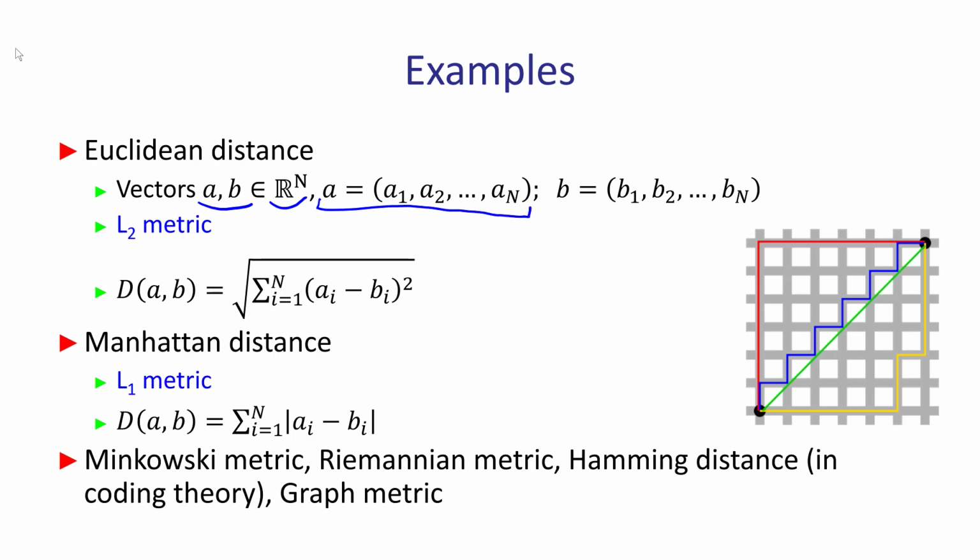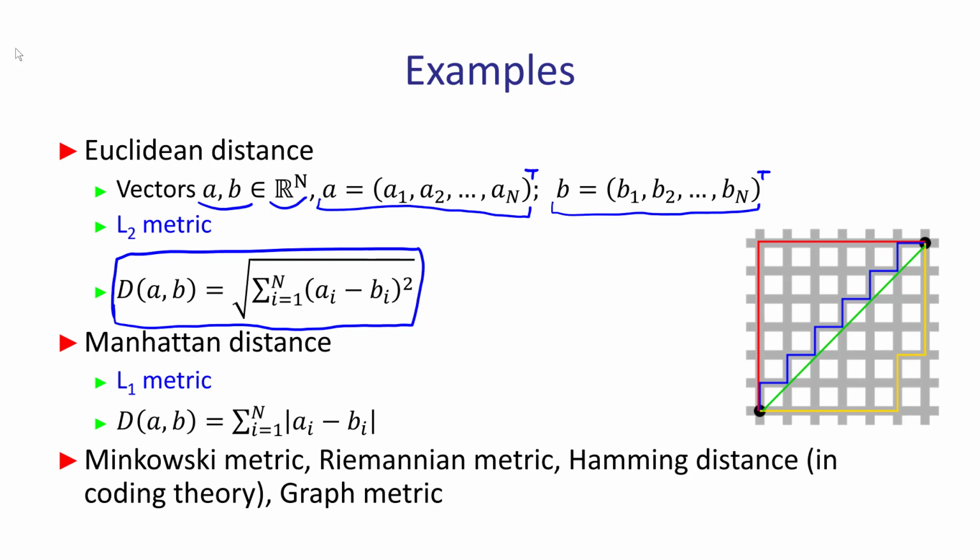that vector A is something like that, and vector B is something like that. They could also be transposed to make them column or row vectors. So the distance between those two vectors is defined by that formula, which is the Euclidean distance between two vectors.